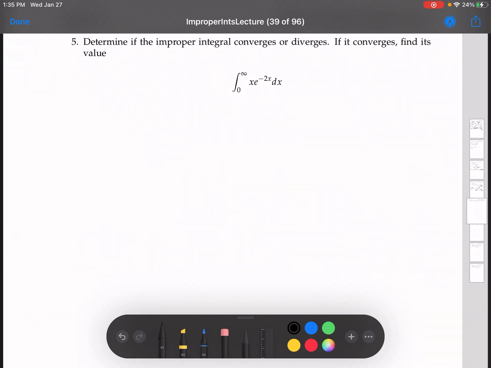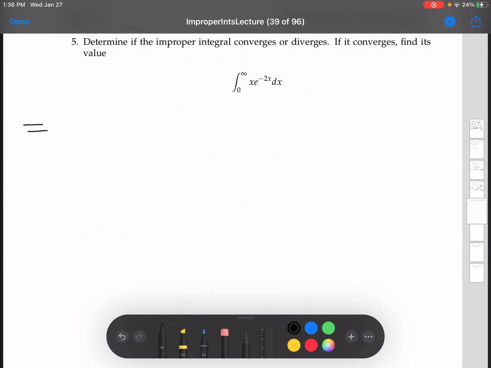So to determine if this improper integral converges or diverges, one way we can do it is to just solve it and see if it equals a number. If it equals a number, it converges. If it doesn't narrow in on a number, then it diverges.